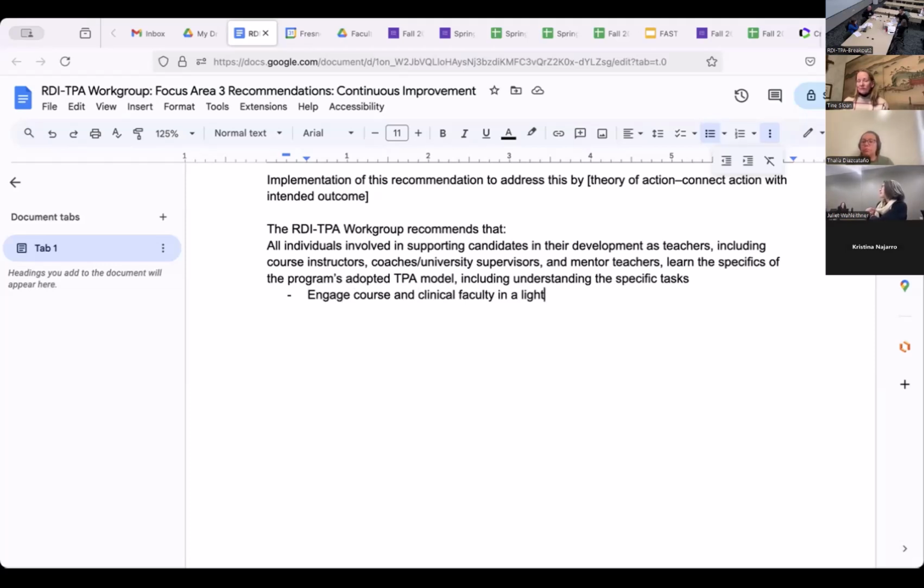Isn't the assumption though that if you adhere to and teach the TPEs with fidelity, then the TPA is going to take care of itself? Yep. So if I understand the TPEs, and I'm an instructor of one class, and whatever TPEs are a part of that course, I'm all over it. I don't know why I have to be trained on scoring.